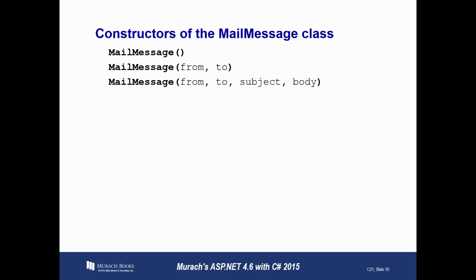What you see here first are, again, the constructors of the MailMessage class. The first constructor is an empty mail message. The second one creates a mail message with to and from addresses specified as strings or MailAddress objects. And the third one creates a mail message with a to, a from, a subject, and a body, all specified as strings.